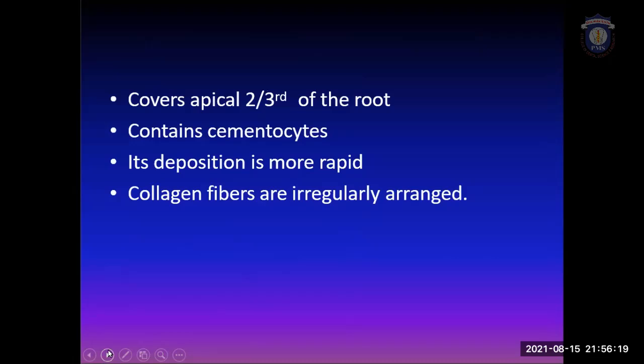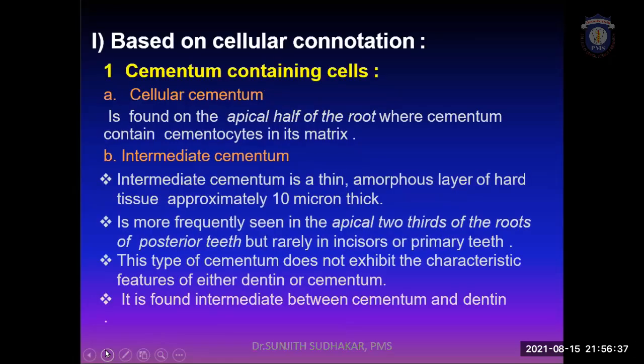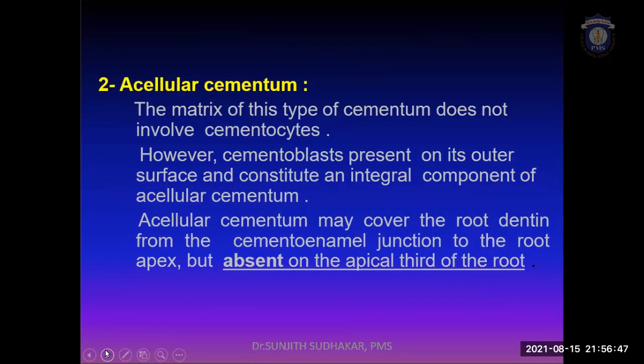Now the collagen fibers are irregularly arranged, whereas in acellular cementum the collagen fibers were regularly arranged and it was formed by slow deposition. In cellular cementum, the deposition is very rapid, causing the collagen fibers to be irregularly arranged. Thus, based on cellularity, there can be cellular cementum and acellular cementum.